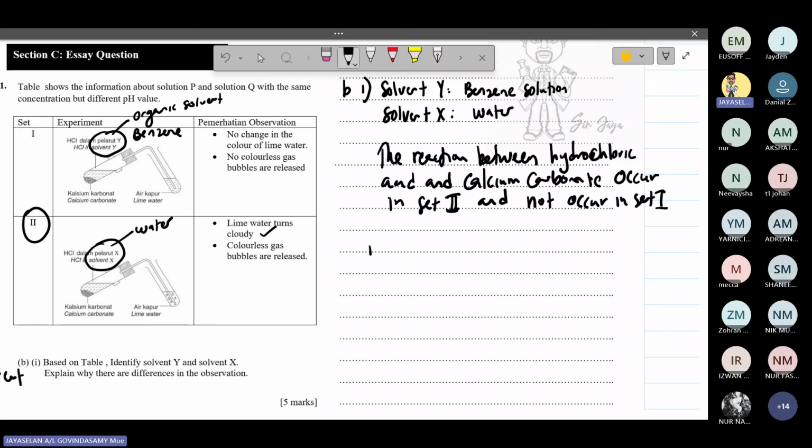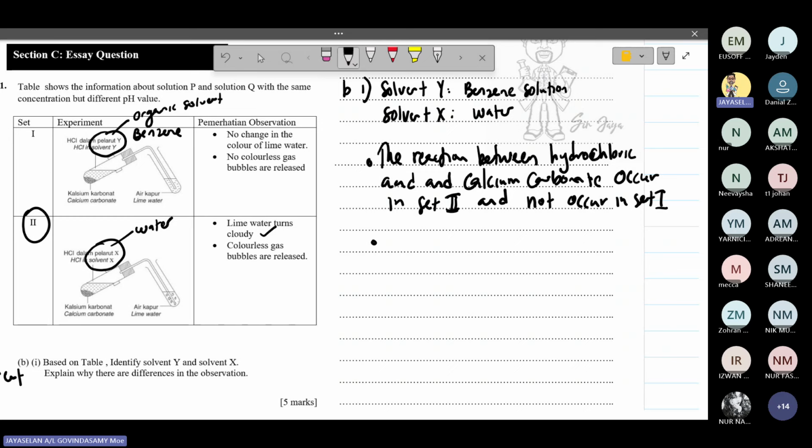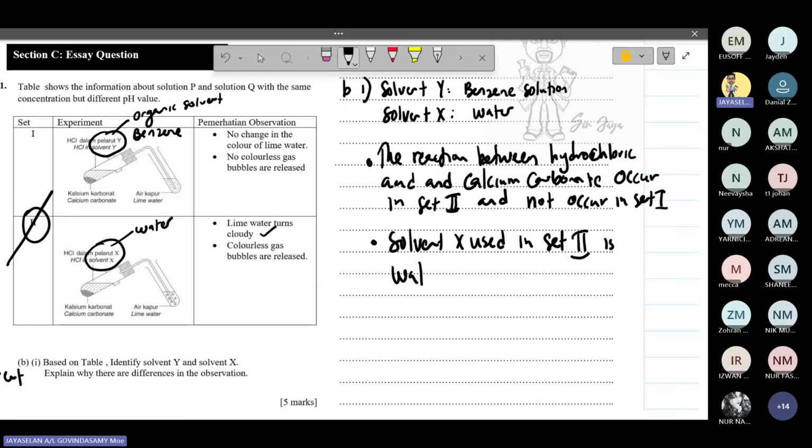Why? Okay, why? Because, so point number 1. Okay, this one. So point number 2. Okay, so you put your solvent X used in set 2. I focus on set 2 only because it is only 5 marks. So this is 2 marks, and 1 more mark, 2 more marks. Solvent X used in set 2 is water.